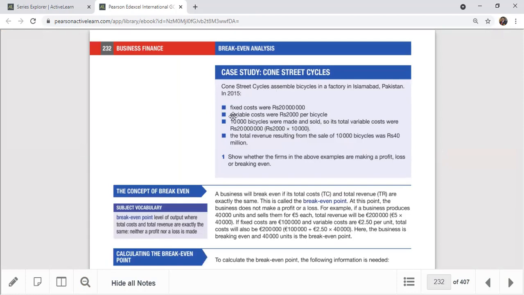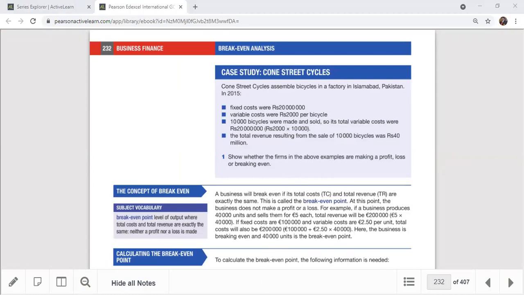Cornerstone Street Cycle assembles bicycles in a factory in Islamabad, Pakistan. In 2015, their fixed cost was only 20 million. Variable costs were 2,000 per bicycle, and 10,000 bicycles were made and sold. So its variable cost was 20 million. Show whether the firms in the above examples are making a profit, loss, or break even.